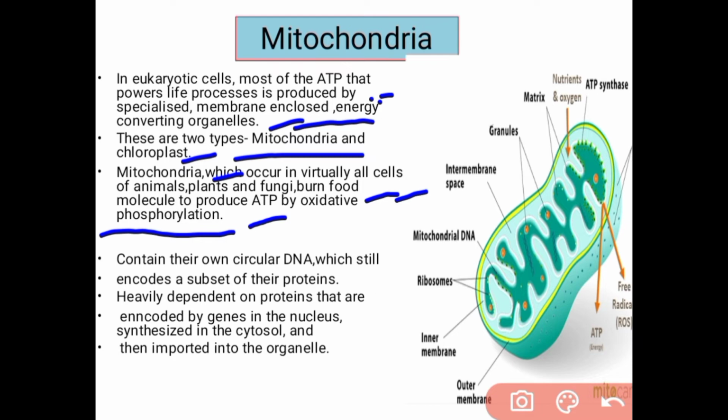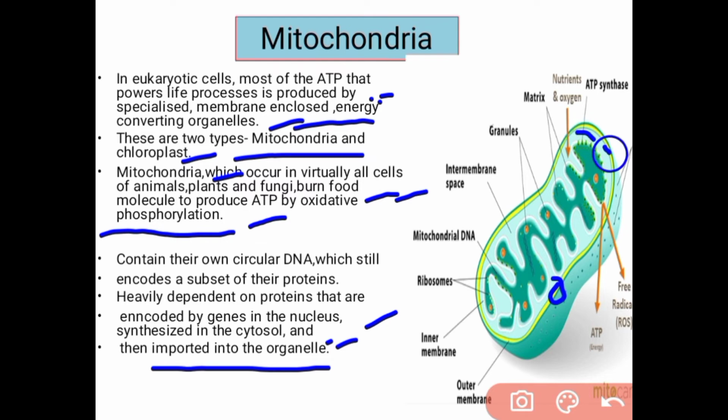They contain their own circular DNA. Here in the matrix, circular DNA is present, and they are heavily dependent on proteins that are encoded by genes in the nucleus, synthesized in the cytosol and then imported into the organelle.